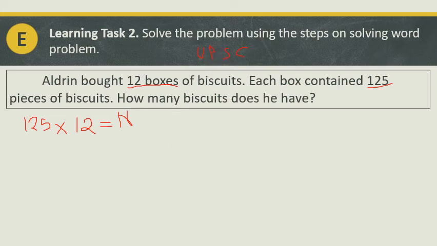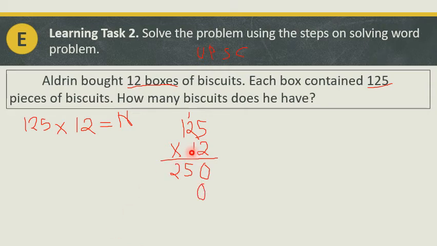Solve na natin siya. So, 125 times 12. Di ba, lagi tayo magsisimula dito sa 1. Sa 2 muna tayo. Kanan na simula natin ha. Dito muna tayo, tapos dito, tapos dito. Okay, so 5 times 2 is 10. Carry 1. 2 times 2 is 4, plus 1 is 5. And 2 times 1 is 2. Lagay natin ng 0 dito.